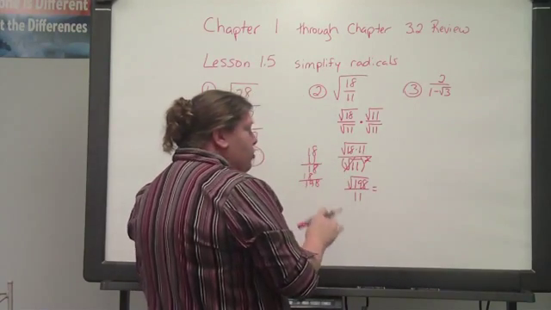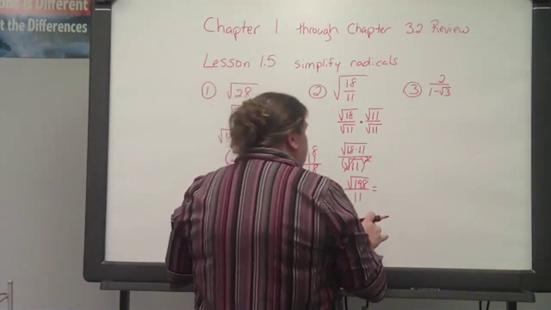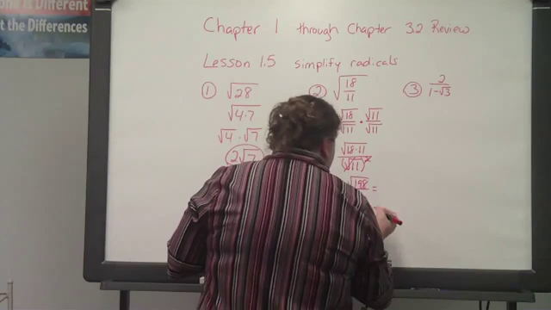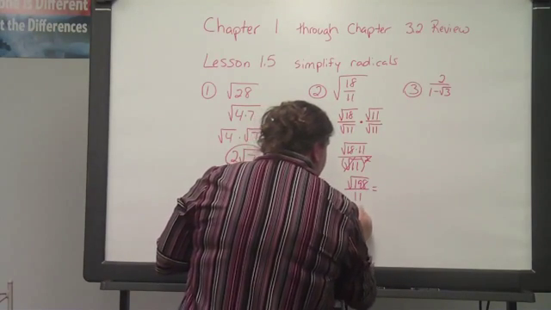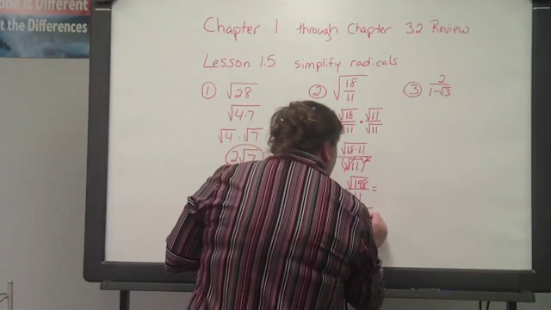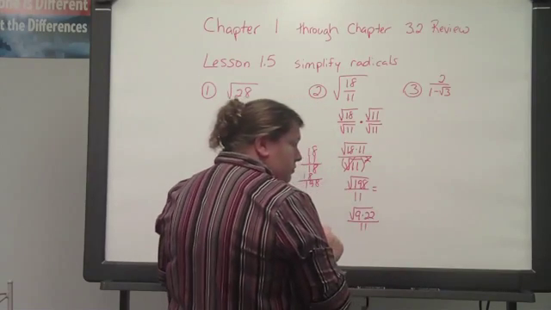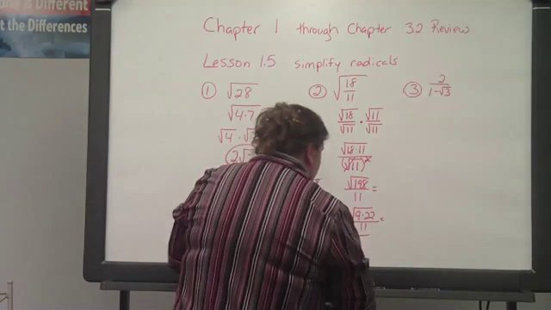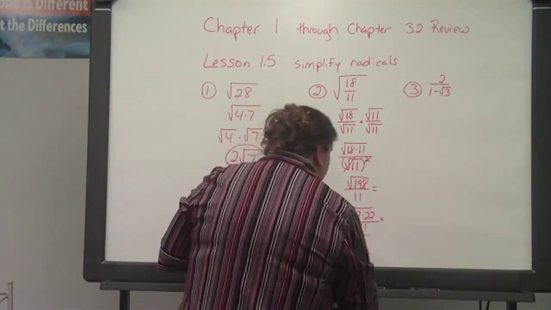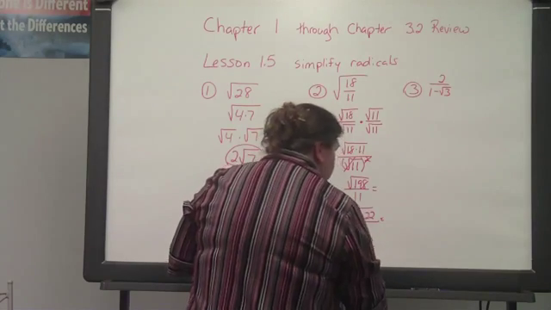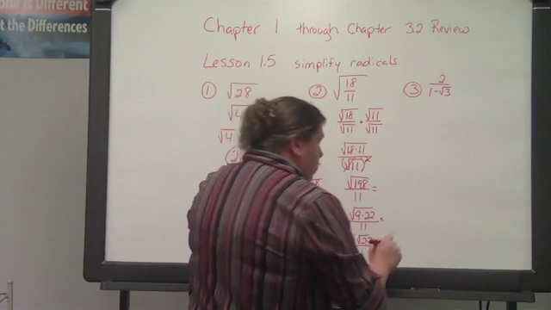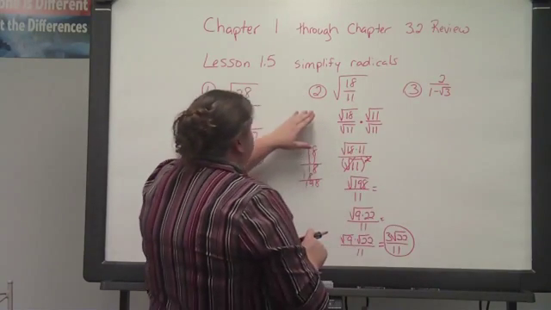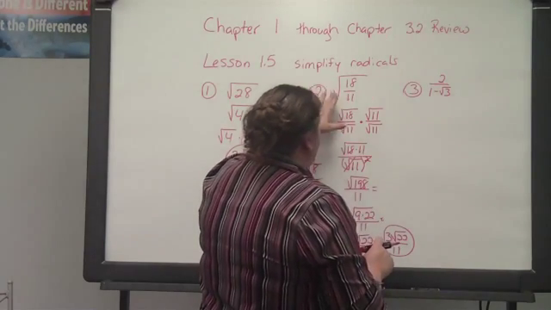Now, can we find a perfect square within 198? We can, because we can take out 9. So if we were to divide this, I'm going to write it down here, we can say 9 times 22 over 11, which again can be written as the square root of 9 times the square root of 22 over 11. And we know that the square root of 9 is 3, so we can say 3 square root 22 over 11. And that is the simplified radical of square root of 18 divided by 11.